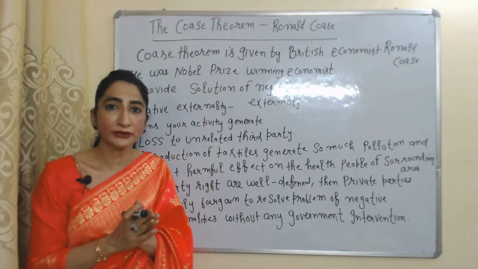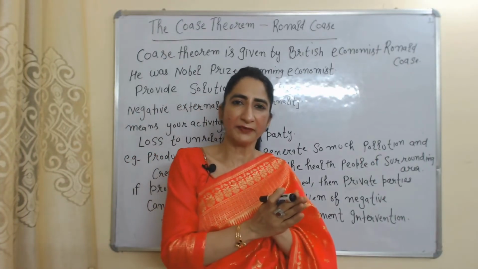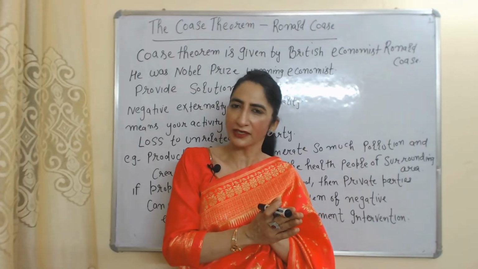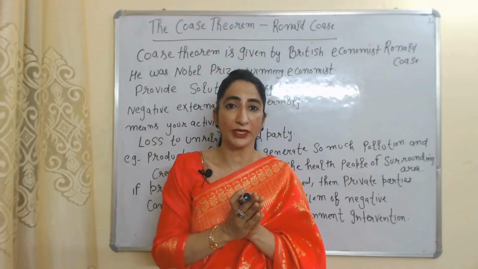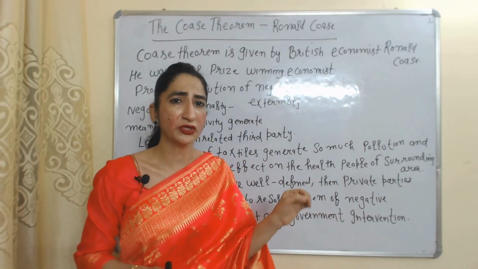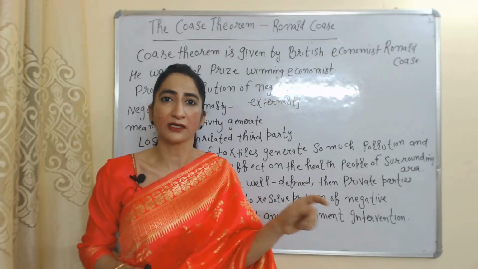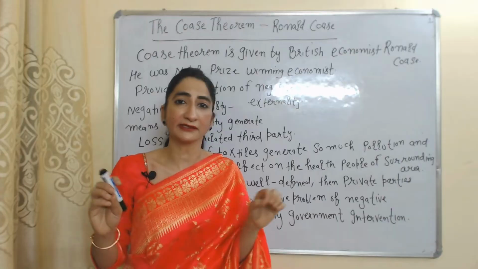Today we are going to talk about Coase theorem. This theorem is given by British economist Ronald Coase, who was a Nobel Prize winning economist. This theorem mainly provides a solution to negative externalities.